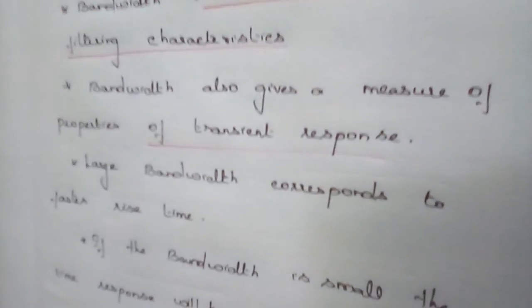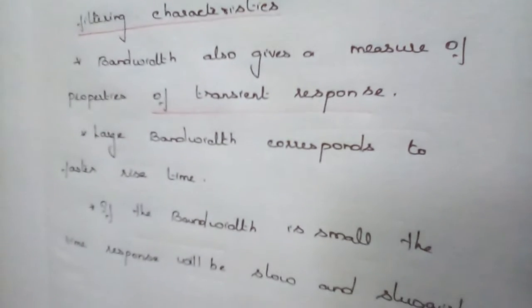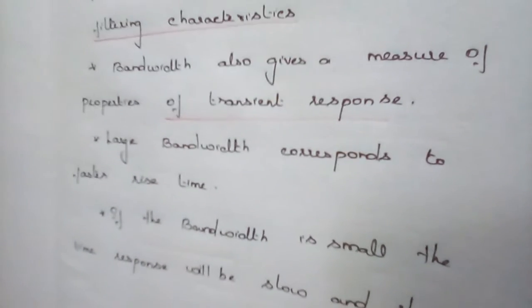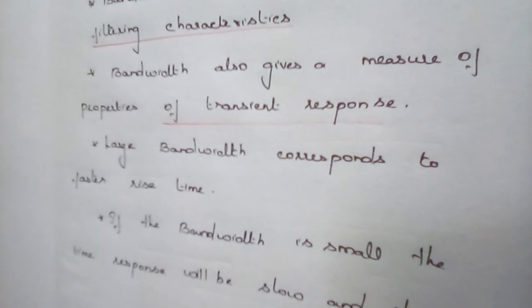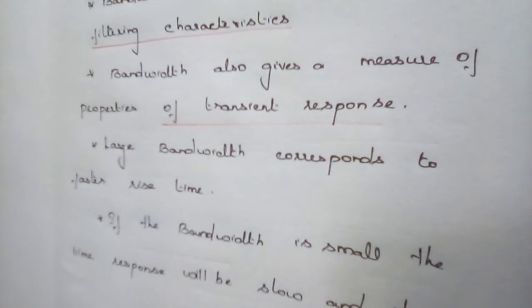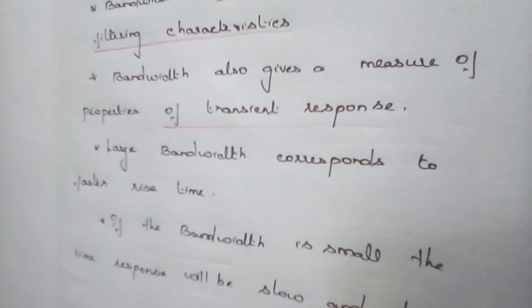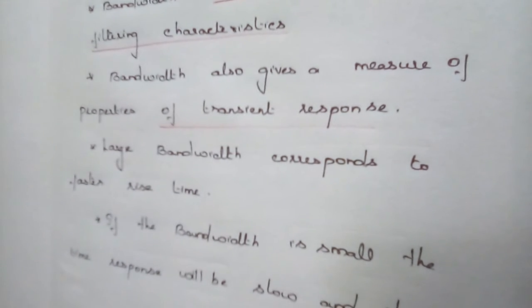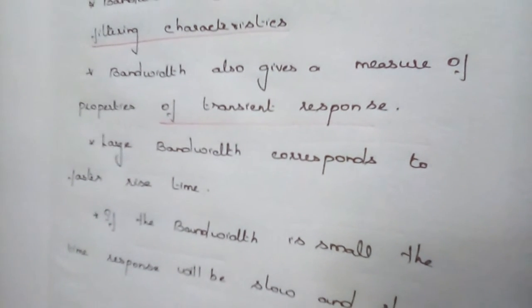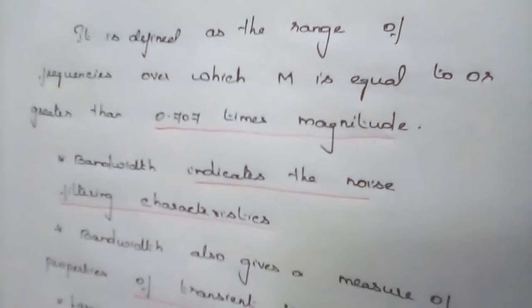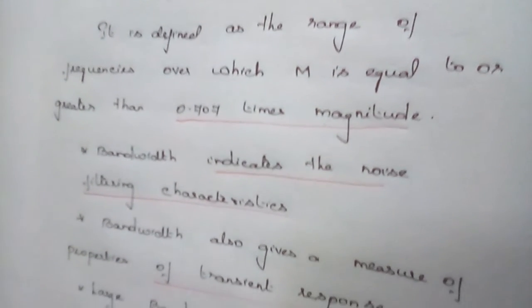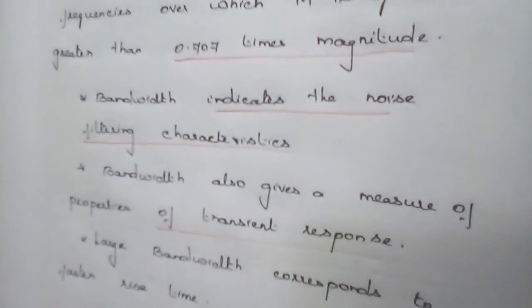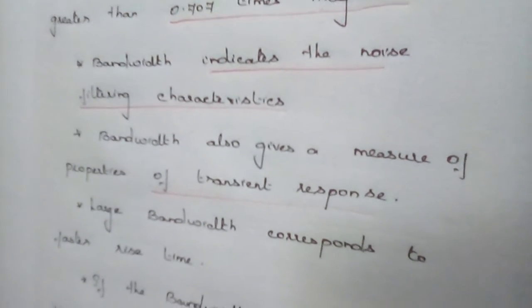Bandwidth is defined as the range of frequencies over which M is equal to or greater than 0.707 times of its magnitude. Bandwidth indicates the noise filtering characteristics, and also it gives the measure of properties of the transient response. In this case, if a system has larger bandwidth, it corresponds to the faster rise time.